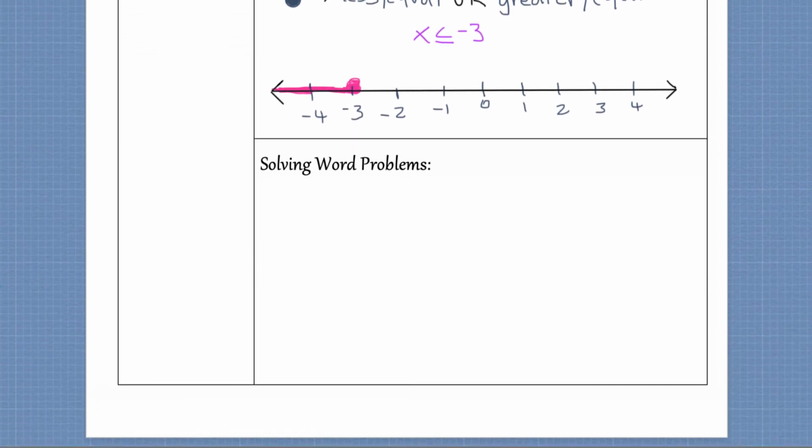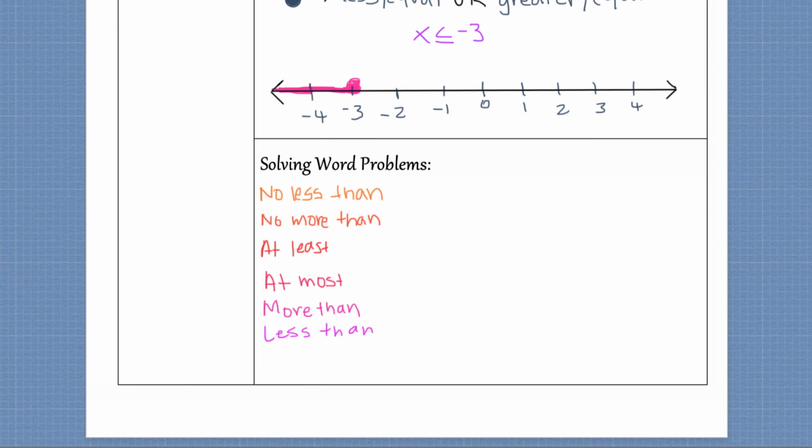Now, when we're solving word problems, there are a few keywords that can let us know what sign we're supposed to use. These keywords are no less than, no more than, at least, at most, more than, and less than. Now, each of these words indicates a sign.